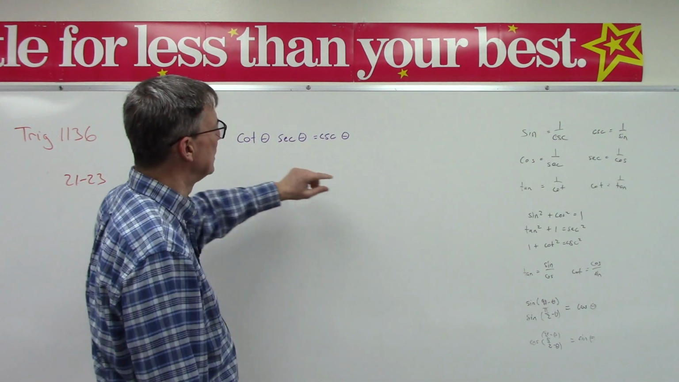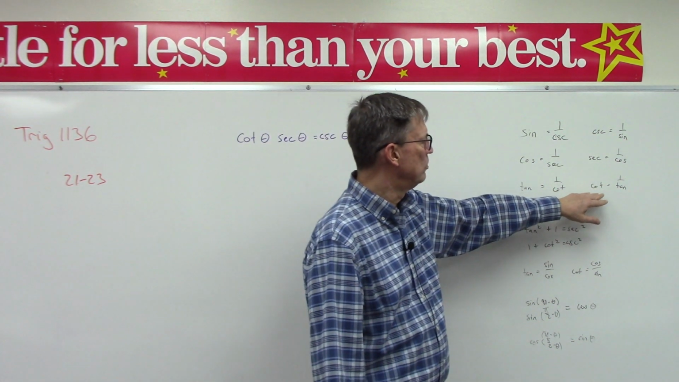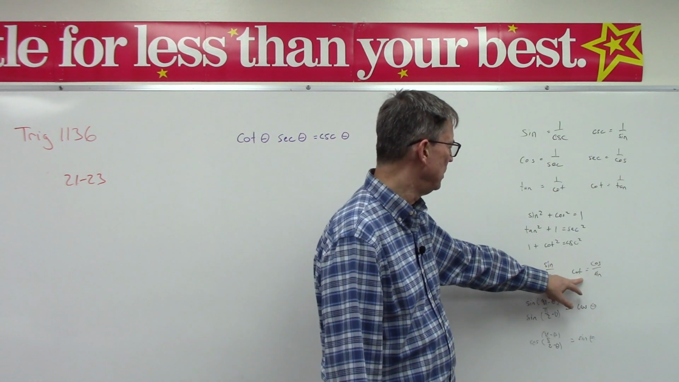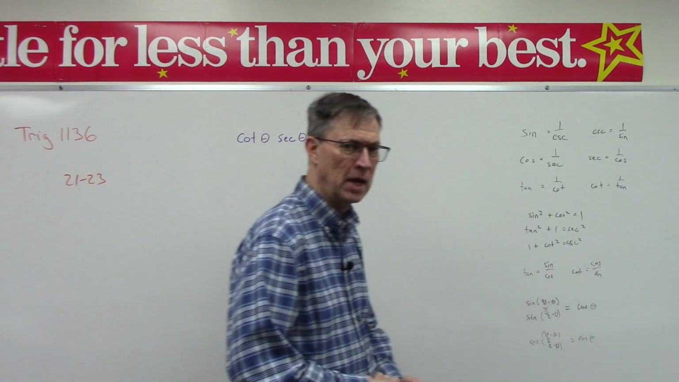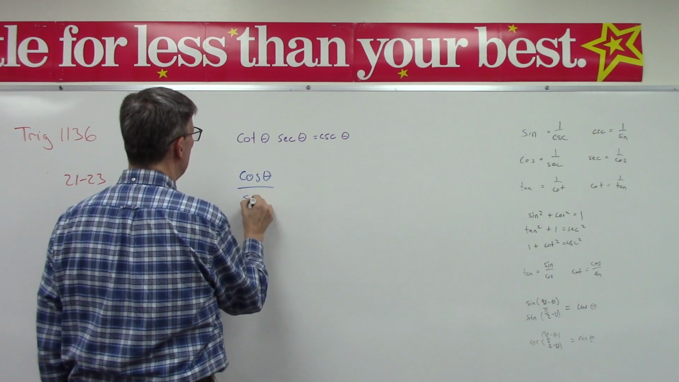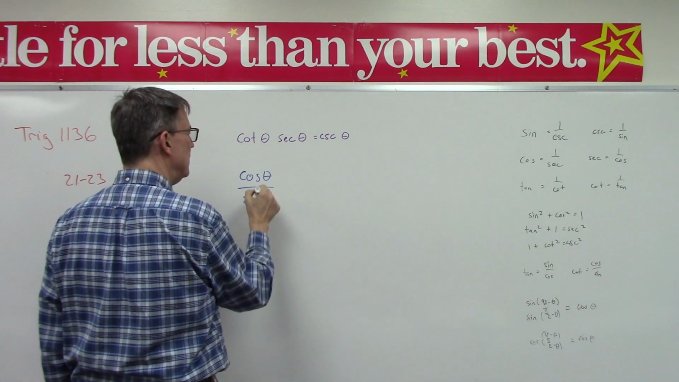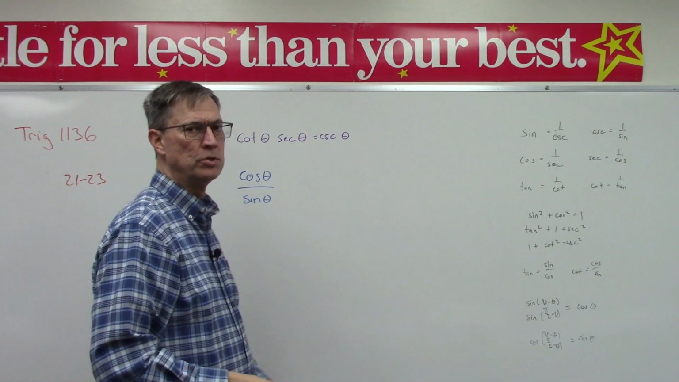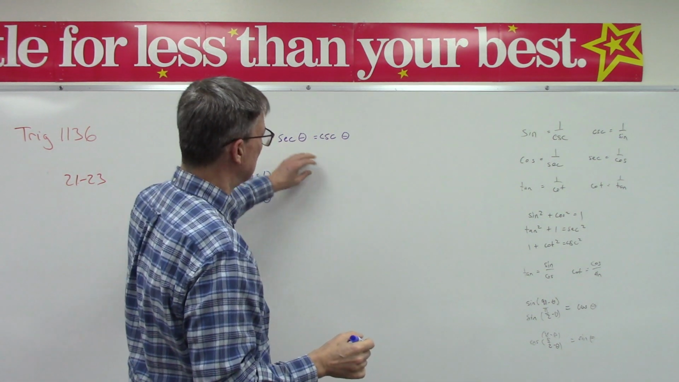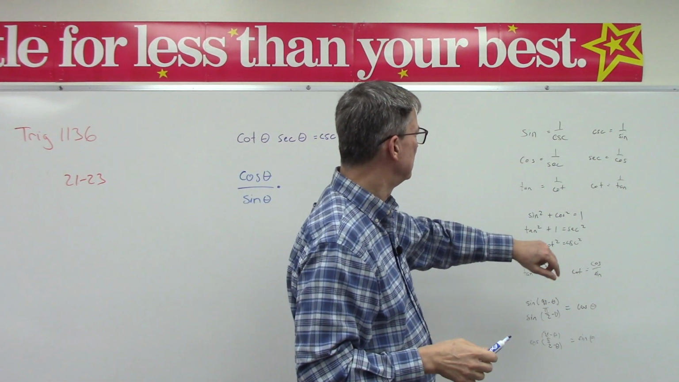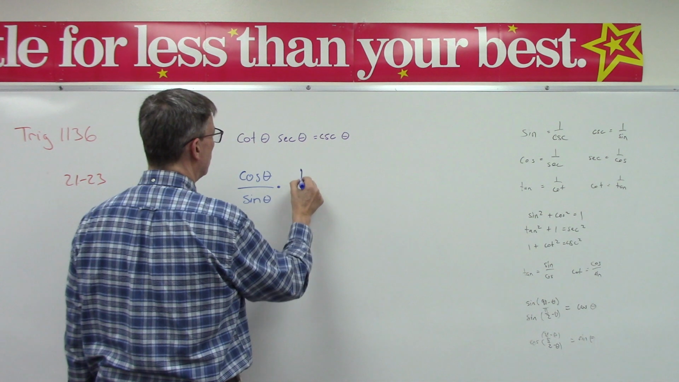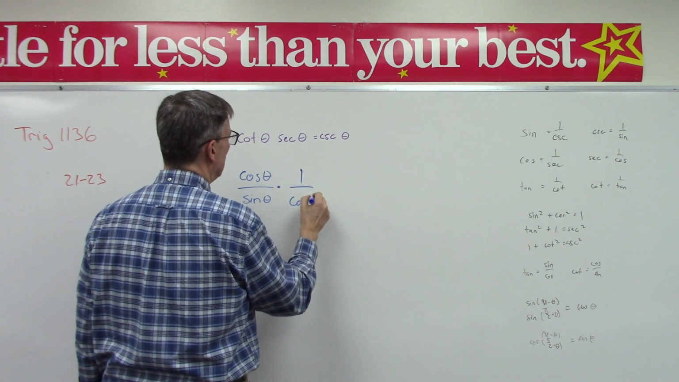So cotangent, if I look over here, I can see that cotangent is the same as 1 over tangent, but I'm going to use this one. Cotangent is the same as cosine over sine. So cosine of theta over sine of theta is the same thing as the cotangent, okay? Then that's being multiplied times the secant of theta, and secant is the same as 1 over the cosine. So 1 over the cosine of theta.